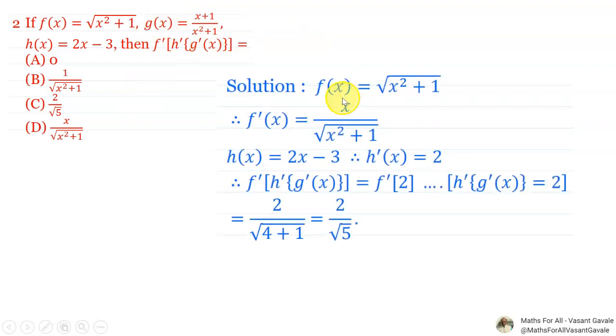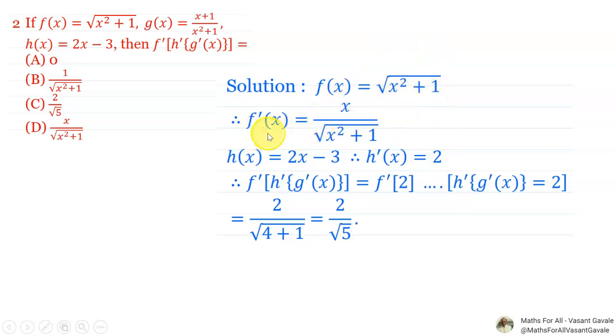if f of x is equal to root of x square plus 1 and g of x is equal to x plus 1 upon x square plus 1, h of x is equal to 2x minus 3, then f dash of g dash of h dash of g dash of x is equal to? Okay, now here f of x is equal to root of x square plus 1, its derivative we will find, that is 1 upon 2 root of x square plus 1 into d by dx of x square plus 1, it's 2x.